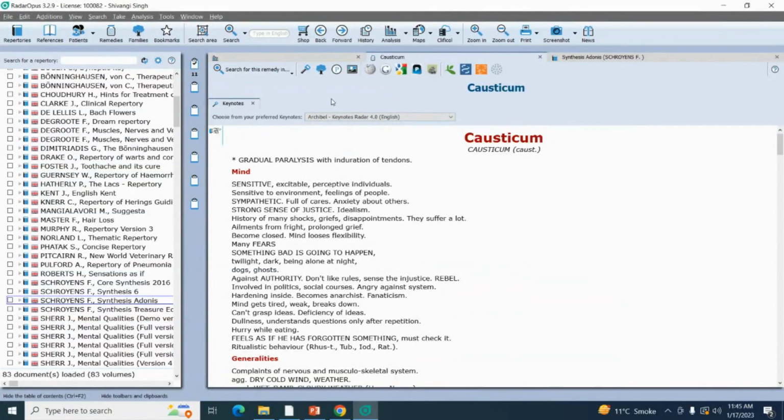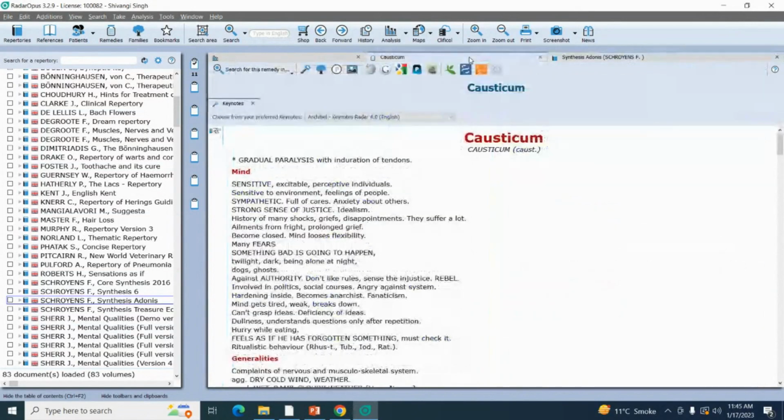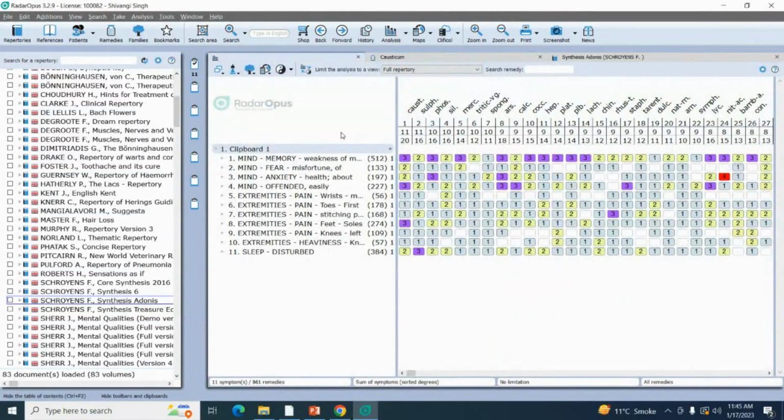One more thing I'm going to tell you, our software is an all-in-one interface. Whatever icon you open will remain open in different tabs. Like in this first tab, you'll get your Synthesis Adonis repertory. In the next one, we have Causticum. And in this tab, my analysis remains open. So I just click on it. Now I'm coming back to my analysis.